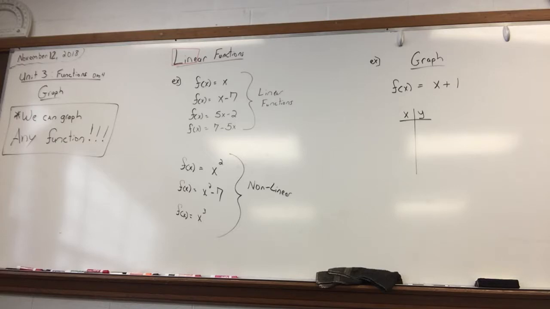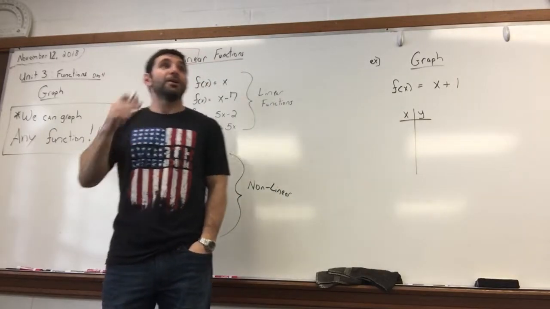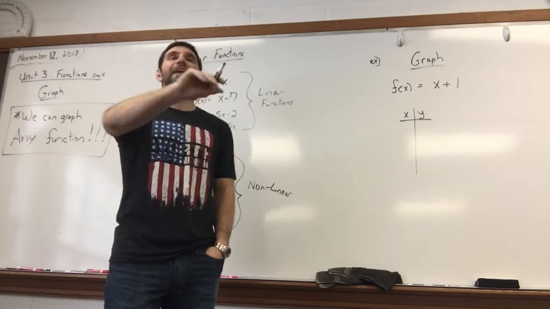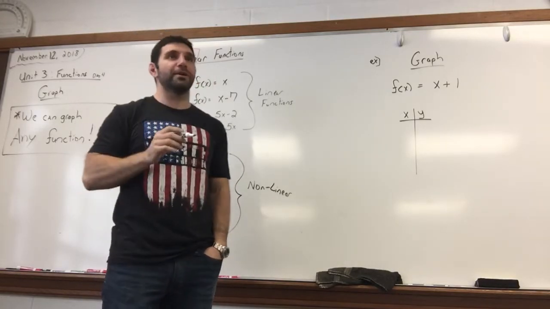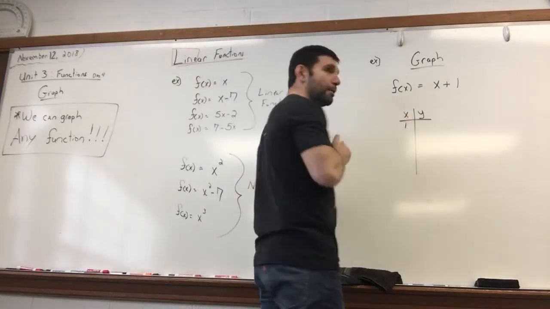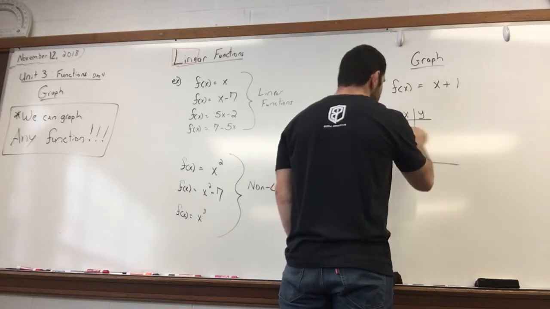Now, if I were a betting man, I'd probably place a pretty large wager that I'm going to give you numbers that you should use. If it's a linear function, I would use 3 numbers. And I will almost 95% of the time use the same 3 numbers every single time. I will use positive 1. I will use 0. I will use negative 1.